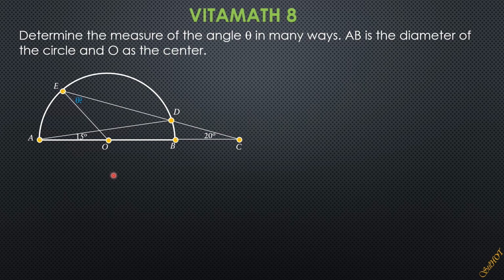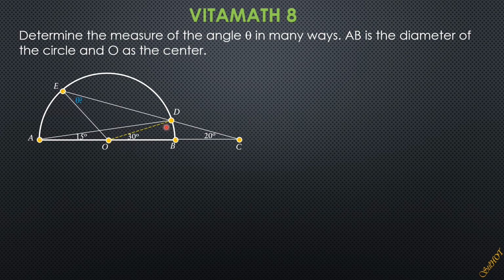So first, let's have definition of inscribed angle or peripheral angle and central angle. So if this is 15 degrees, then this is the center. 15 degrees is an inscribed angle subtending this arc AD. The center also subtends the same arc. So therefore, the measure of the angle, if we connect O to D, which is the radius of the circle, this is 2 times 15 degrees. So this is 30 degrees.